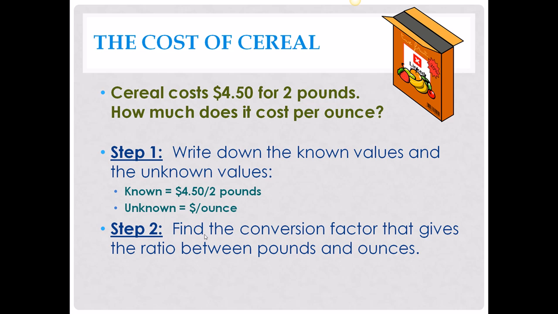So step 2, find the conversion factor that gives you the ratio between pounds and ounces. Some of you have this memorized because that's a US thing. Pounds, 1 pound is 16 ounces.